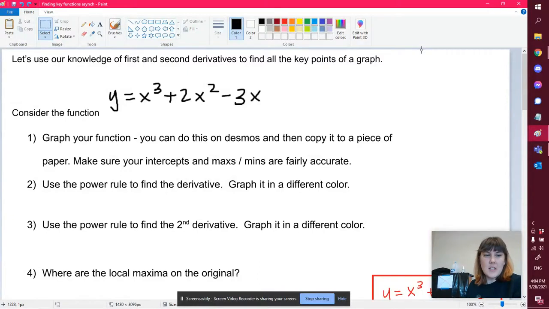This is the finding key functions, key parts of functions assignment. Many of you have already turned this in. Good on you. If not, here's some help.